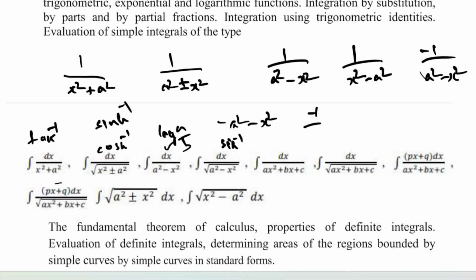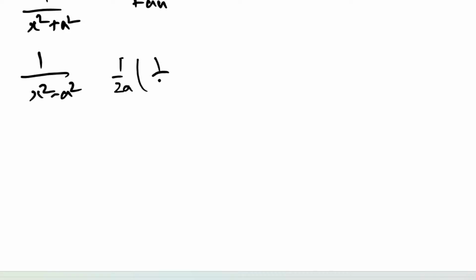So we have 1 by x square plus a square. What do we do here? This is plain tan inverse. 1 by x square minus a square, what will we do here? We'll write it as 1 by 2a into 1 by x minus a minus 1 by x plus a, and we'll write it as log of a by b. This we integrate, log a minus log b.